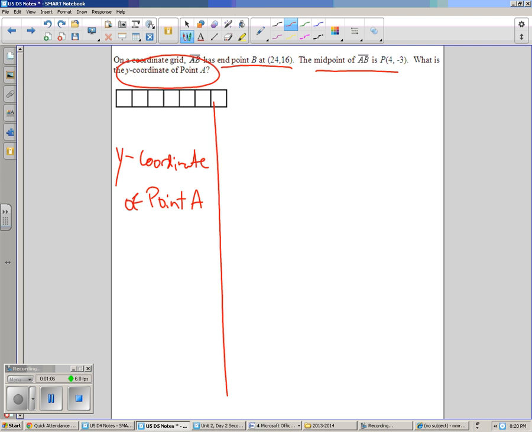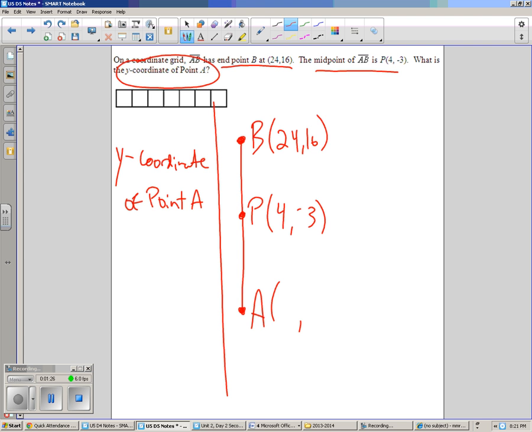The first method I'm going to show you involves drawing a line segment called AB with a midpoint P. Make sure you put the locations of these points that you know. B is at (24, 16), and P is at (4, -3), and we are looking for the second endpoint, specifically the y-coordinate of the second endpoint.